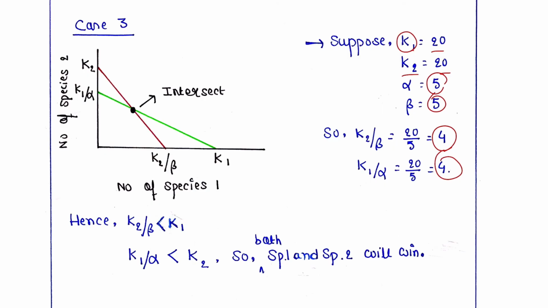So in the x-axis you can see K2 by beta, that is 4, is less than K1, that is 20. So I have written it like that. K2 by beta is less than K1, and K1 by alpha, that is 4, is also less than K2, that is 20. Hence I have written it like that. K1 by alpha is here, K2 is here. So in this case, an intersection will occur. That means both species 1 and species 2 will coexist here. Both of them will win. Right?